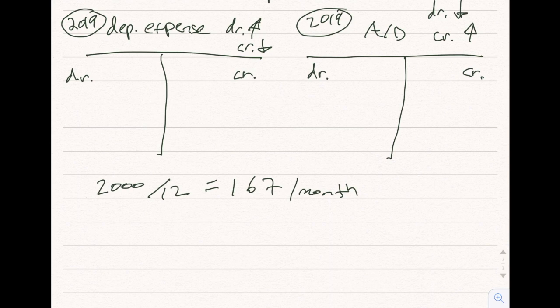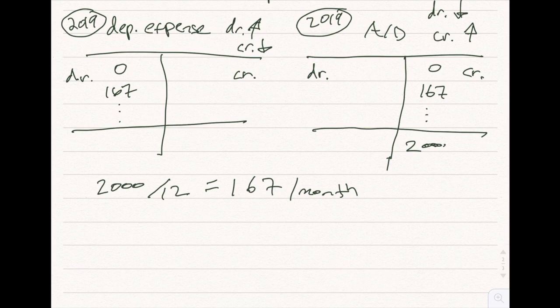So beginning balance we'll just say is 0 for simplicity. It's important where you put it though, because you don't want to confuse yourself as to what's increasing it, what's decreasing it as far as debits and credits. So expense 0 on the debit side, cumulative depreciation 0 is going to be on the credit side. So you're starting there. 167 per month. So 167 here, 167 here, and the months go by, represented by these dots here, same amount, and eventually it adds up to 2,000.